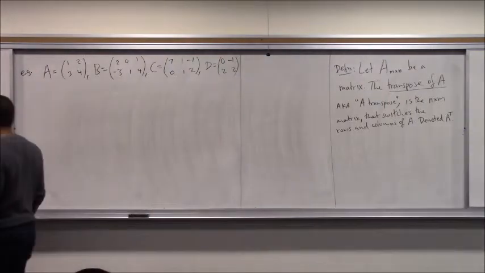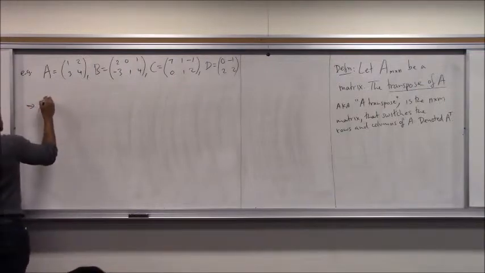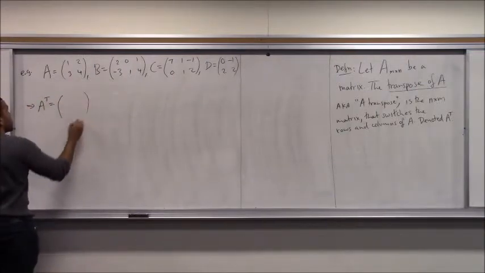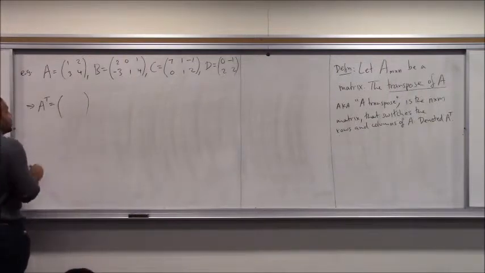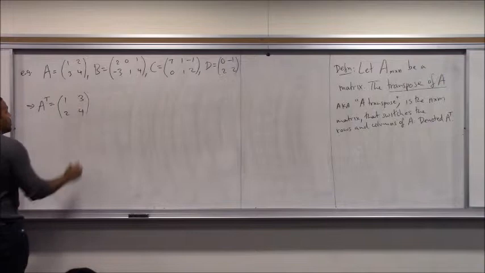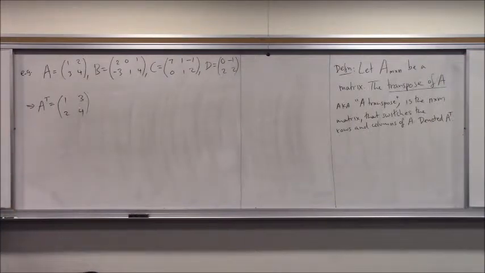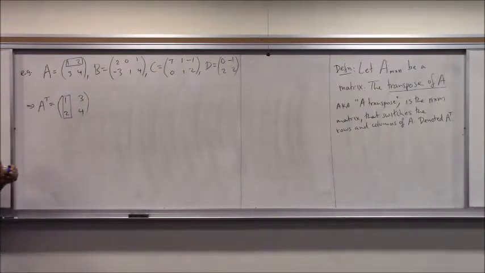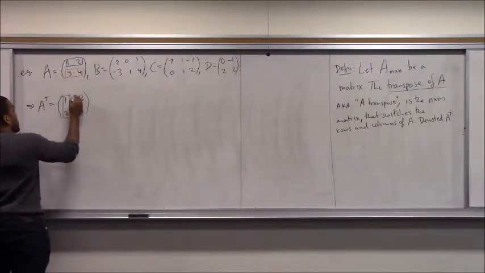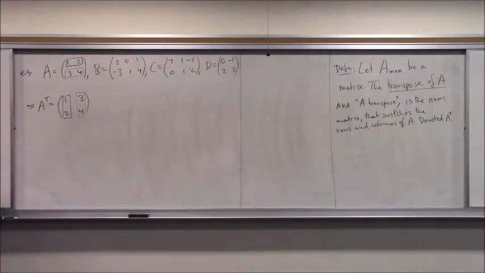Find the transposes here. This would mean that if I take A transpose, what do you think I would get? What would the first row be? 1, 3, 2, 4. Right? Notice that I took the first row, it became the first column. And the second row became the second column. So it switches the rows and columns. That's all it does. First row becomes first column, second row becomes second column, etc., etc. You keep going.